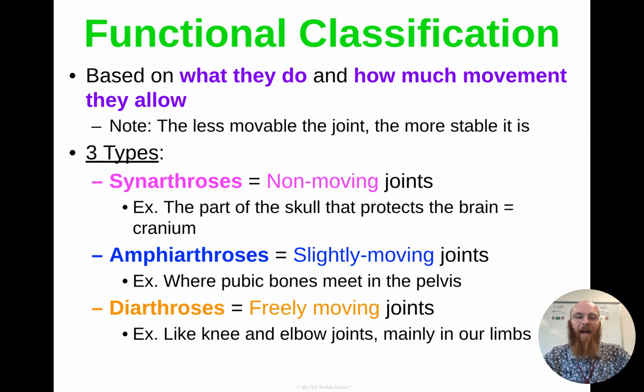And then you have diarthroses. These are freely moving joints. Okay, so these are the most mobile, the least stable. Good examples here like your knee and your elbow joints. These are going to be mainly in our limbs because we use them for so many different things, namely locomotion, and for the way that we manipulate and interact with our environment, primarily through those limbs.